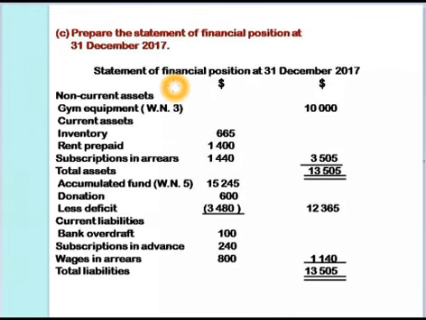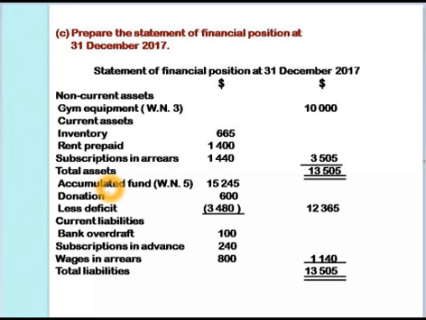Now, as we have all the information, let's make the statement of financial position. So we will start with non-current assets. In this we will have the gym equipment, which we have calculated in the third working notes, that is $10,000. And then we have current assets, in which we have the inventory of the sportswear, from the second additional information. Rent prepaid, again from the second additional information, the balances which were on 31st December 2017. And subscription in arrears, this was in the first additional information. Then we will total up all the assets, and the total of assets is $13,505.